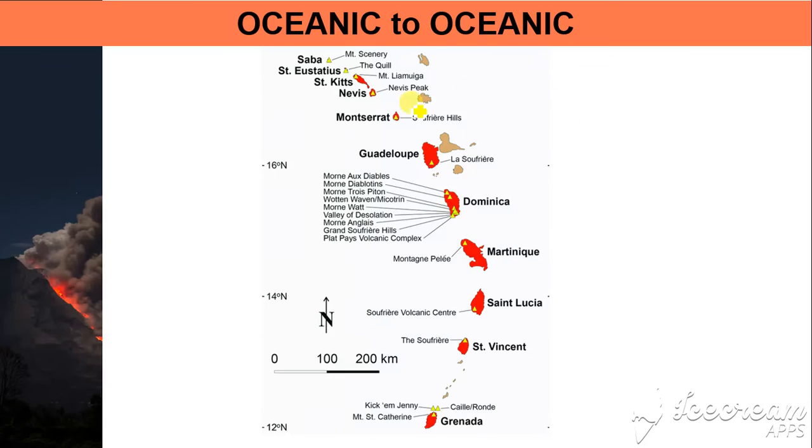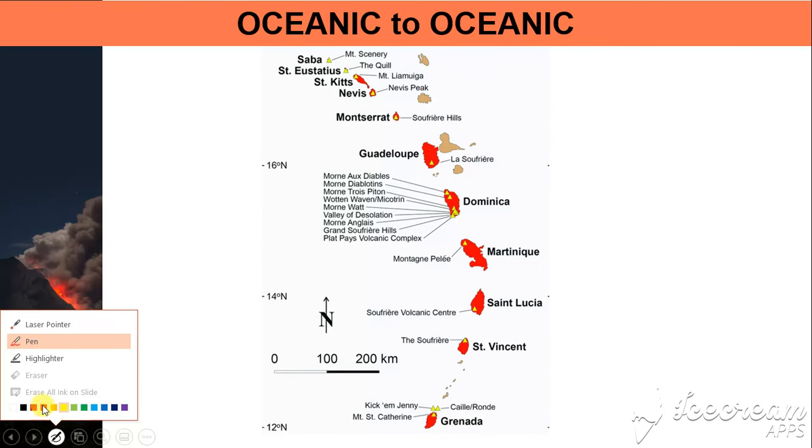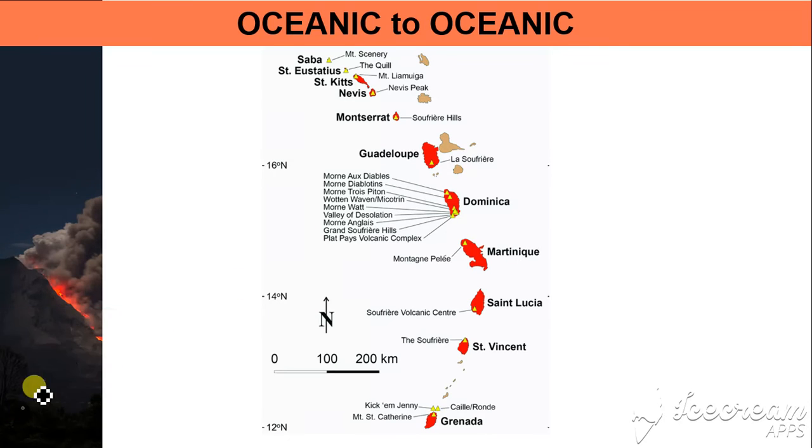And here we have the examples in the Lesser Antilles. So all the islands there in the Lesser Antilles, they have been formed at a convergent plate margin when we have an oceanic and oceanic plate colliding.